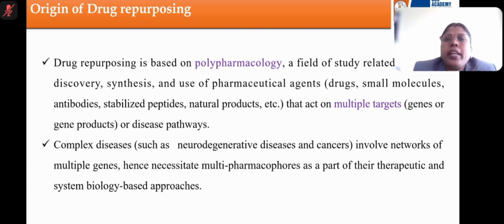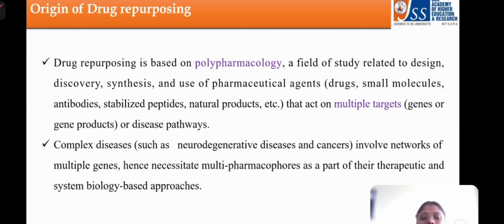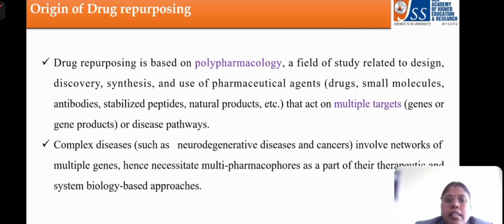We know very well why multiple targets: complex diseases such as neurodegenerative diseases like Alzheimer's disease, inflammatory diseases like rheumatoid arthritis, and cancers all involve networks of multiple genes, hence necessitating multi-pharmacophores as part of their therapeutic and system-based approaches.